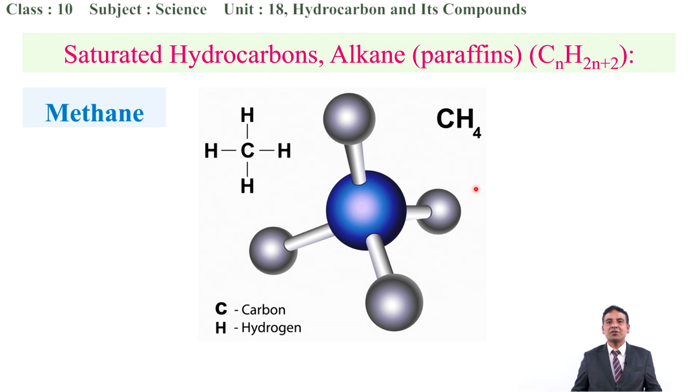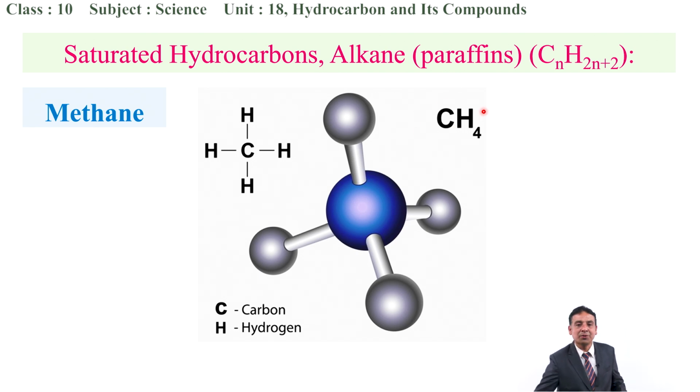To represent such type of hydrocarbons, the saturated hydrocarbons, we use a formula, that is CnH2n+2, in which n represents the number of carbon atoms. So let's talk about methane, and how this molecular formula is related to methane. I am going to calculate it and show you.